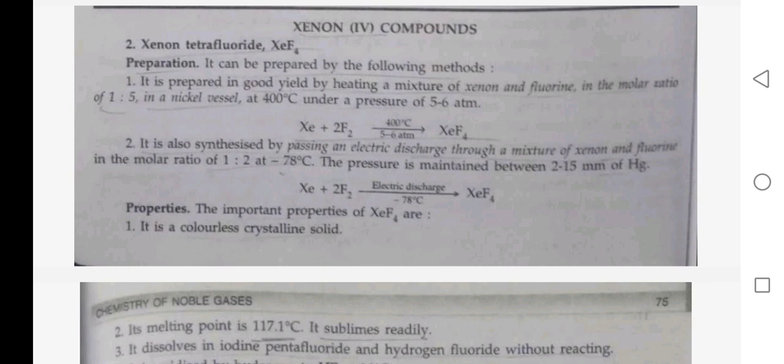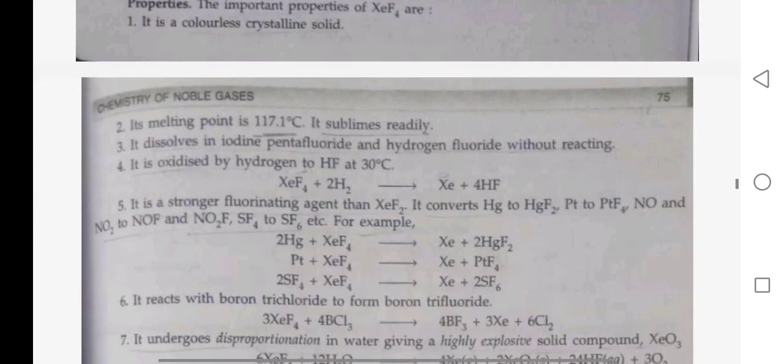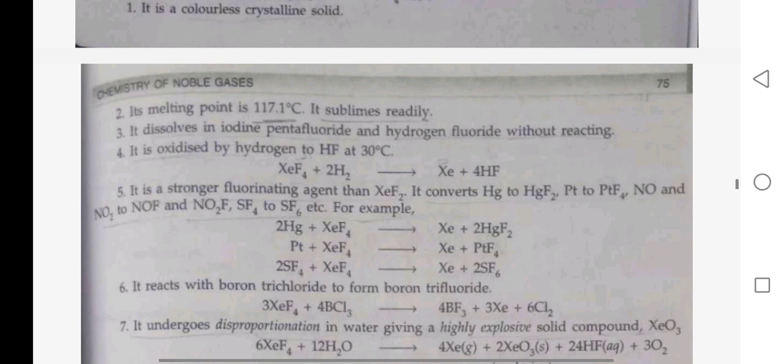in the ratio of 1:2 at -78 degrees Celsius. The pressure is maintained at around 215 mm of Hg. Properties: the important properties of xenon tetrafluoride are that it is a colorless crystalline solid. Its melting point is 107.1 degrees Celsius.